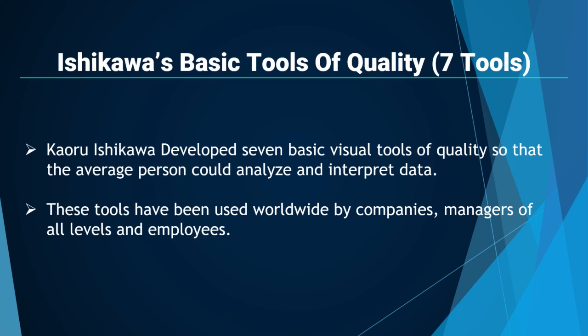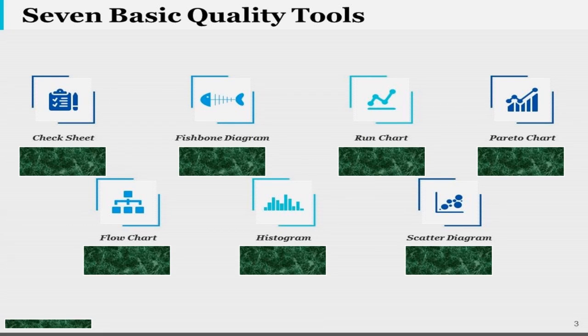So the seven tools of quality management were introduced by Kaoru Ishikawa. He developed the seven basic visual tools of quality so that the average person could analyze and interpret the data. Most of the companies worldwide, managers of all levels and employees, are using these tools. They are check sheets, fishbone diagram, run chart, Pareto charts, flow charts, histogram, and scatter diagram.